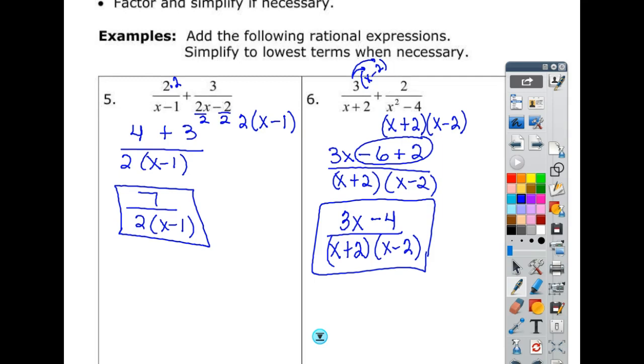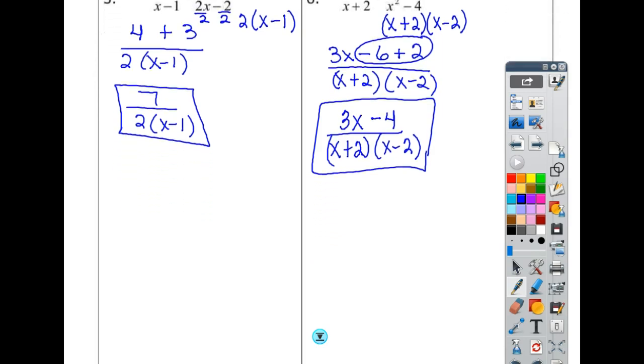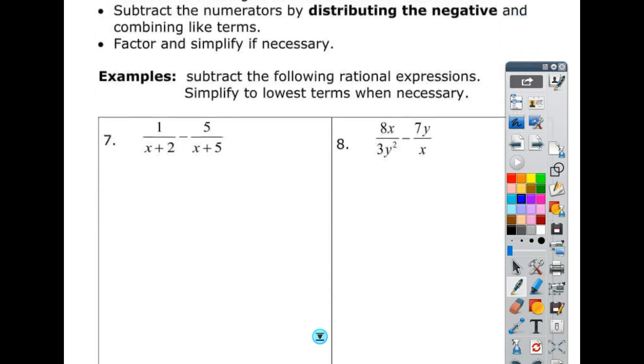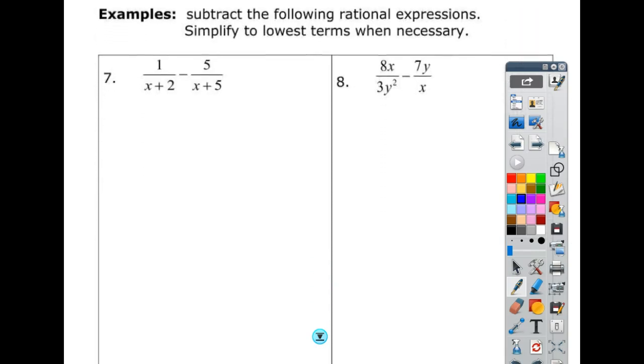Questions so far? You'll get the hang of it. I promise. Y'all have gotten better at factoring, so you can get better at this. Y'all can get this down too.